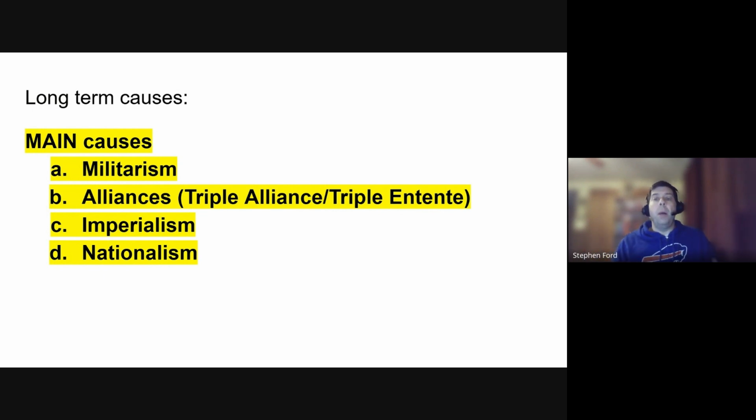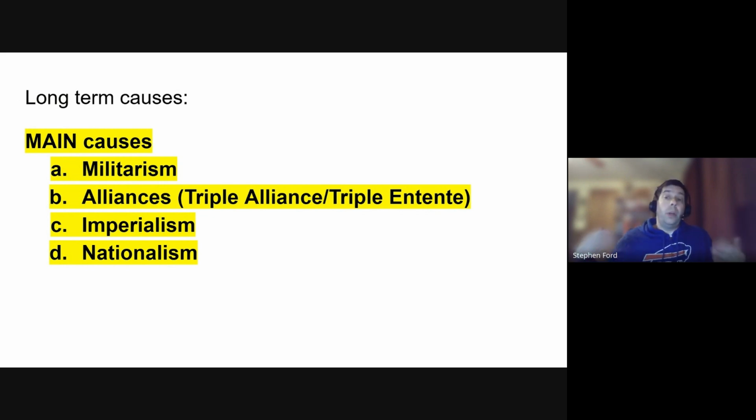Two ways: assassination of the Archduke. Right. There were two opposing alliances leading up to World War I. That's the Triple Alliance and the Triple Entente. The Triple Alliance is basically Germany, Austria-Hungary, and Italy. The Triple Entente: Russia, France, and Great Britain.